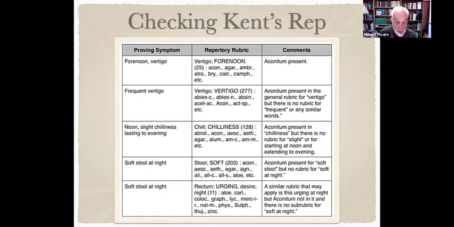Then we come to the next one, slight chilliness at noon lasting till evening. Well, there are 128 remedies in the rubric for chilliness, and aconite is there, but there's no rubric for slight or for starting at noon and extending to evening. And then we come to soft stool at night. There are 203 remedies in soft stool, aconite's there, but there's no rubric for soft stool at night. Then, looking at the last line there, rectum, urging, desire at night, which is a similar rubric to soft stool at night, but aconite is not in that rubric, and there is no subrubric for soft at night, interestingly.